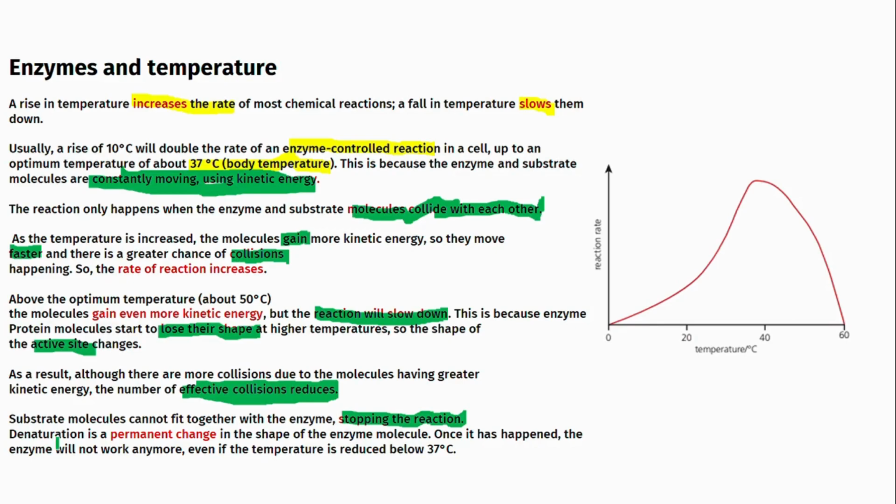And this is known as denaturation of the active site, and this is permanent, so you can't go back to the shape of the active site as it used to be. In the shape of the enzyme, okay, once it has happened, the enzyme will not work anymore, even if the temperature is reduced again to 37.